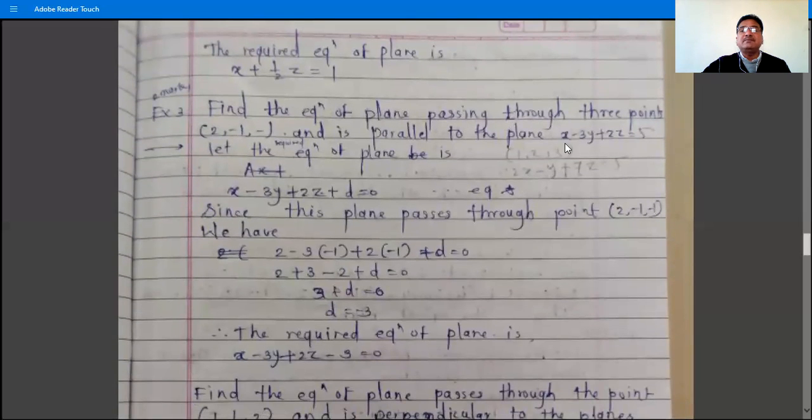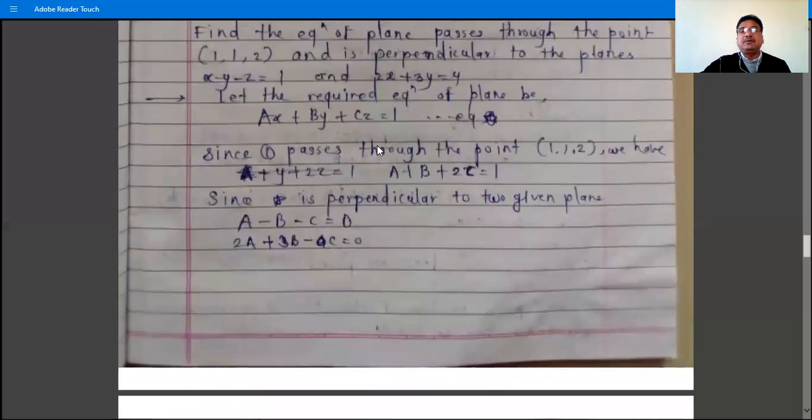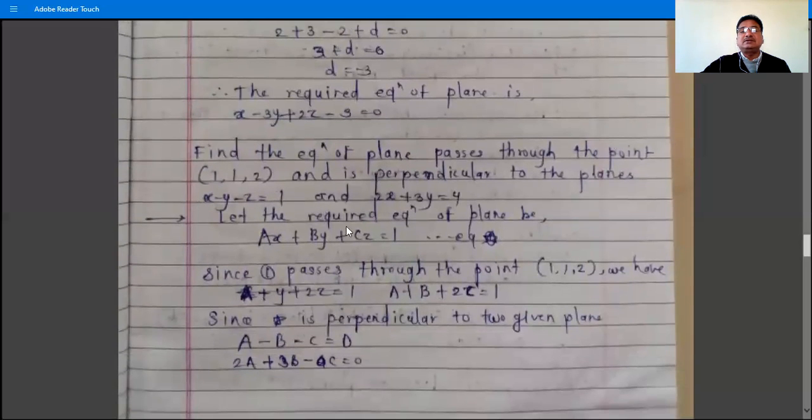The same problem is here. We are given 1 point on the plane, and the plane is perpendicular to these 2 planes. So take the required equation of the plane as ax plus by plus cz equals 1. Since the plane passes through this point, the point satisfies the equation of the plane. Write x, y, z as 1, 1, 2.